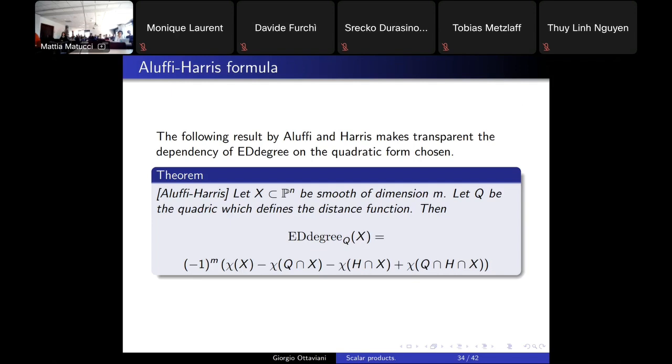Among these four terms, the most difficult is the last one. In many cases, these three are known, and all the difficulty is here. So H is any hyperplane? H is a general hyperplane, and Q is your favorite distance function. So it's beautiful, and it makes transparent the dependency on the quadratic form chosen.